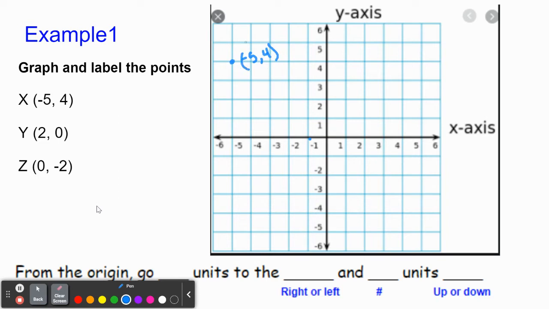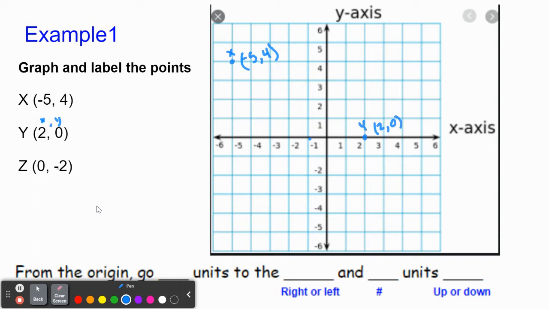Okay, that is point x. Okay, let's plot point y. Start at 0. We're going to go over 2 on the x. Again, that first one represents the x, second one the y, and the y tells me not to go anywhere. So I'm right there, (2, 0). That is our point y.